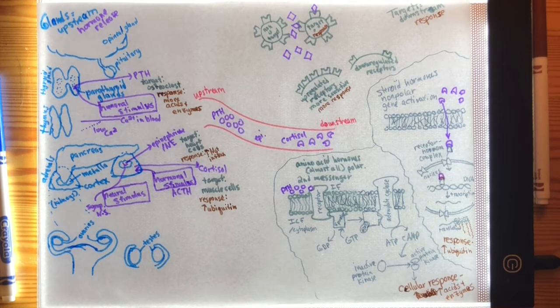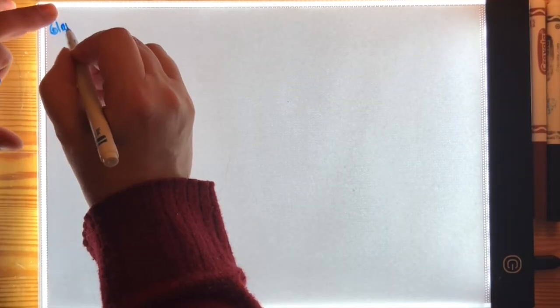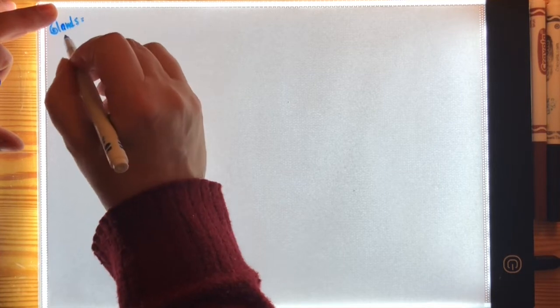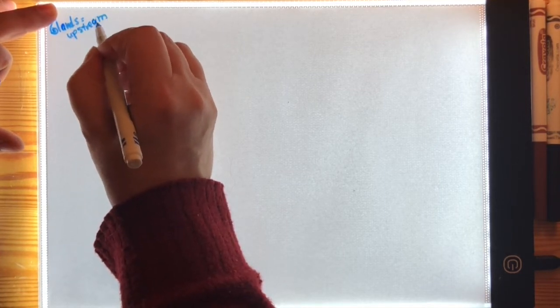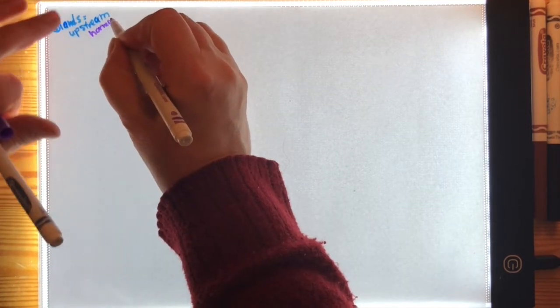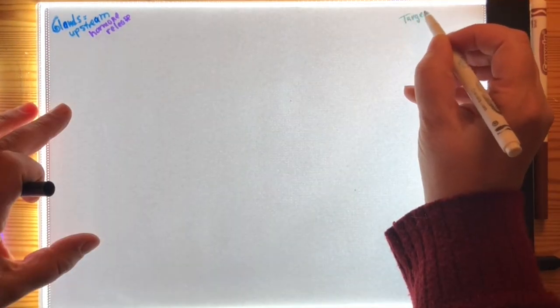Today we are going to connect the upstream and downstream stories of the endocrine system. In the endocrine system, the upstream story is the glands. And one of the things we have to discuss with the glands is the kind of complicated story of how hormones are released. When do we decide to release hormones from the endocrine glands?